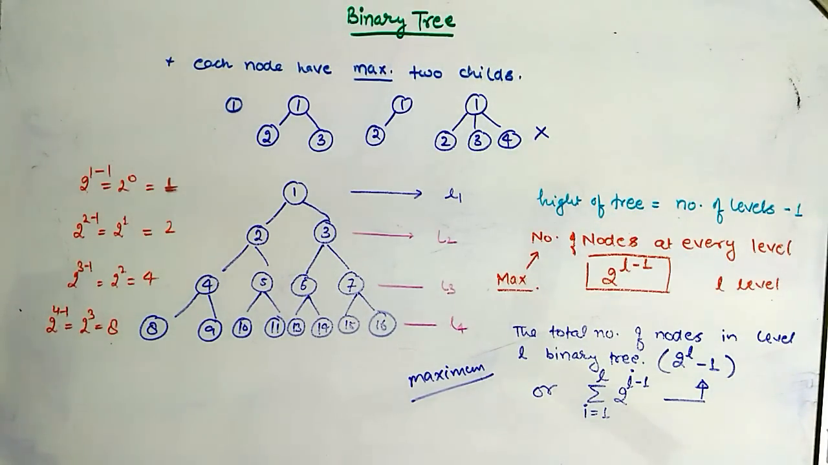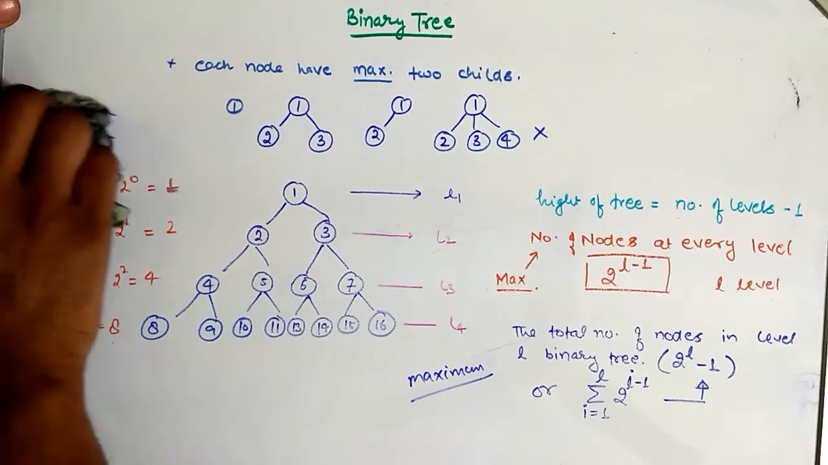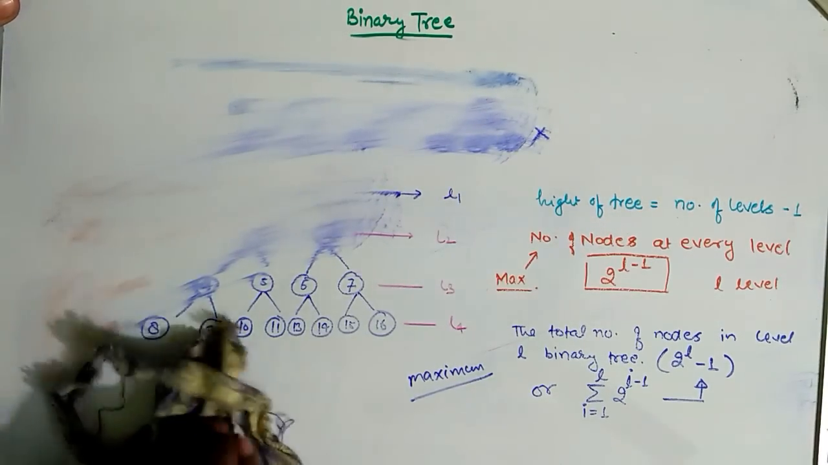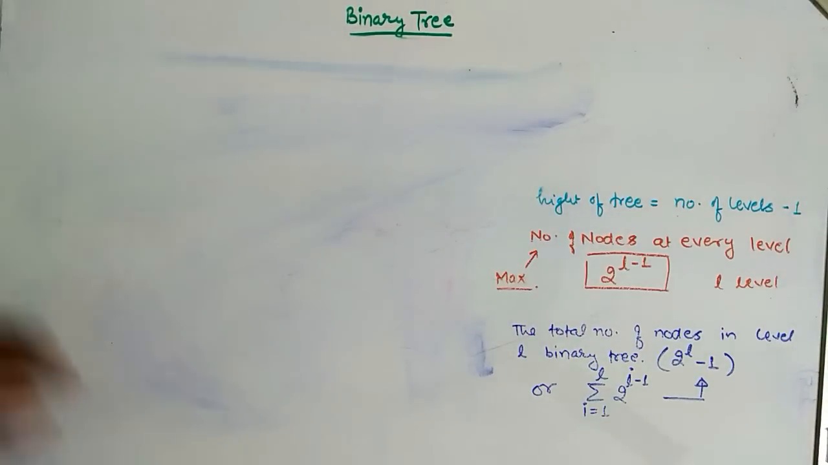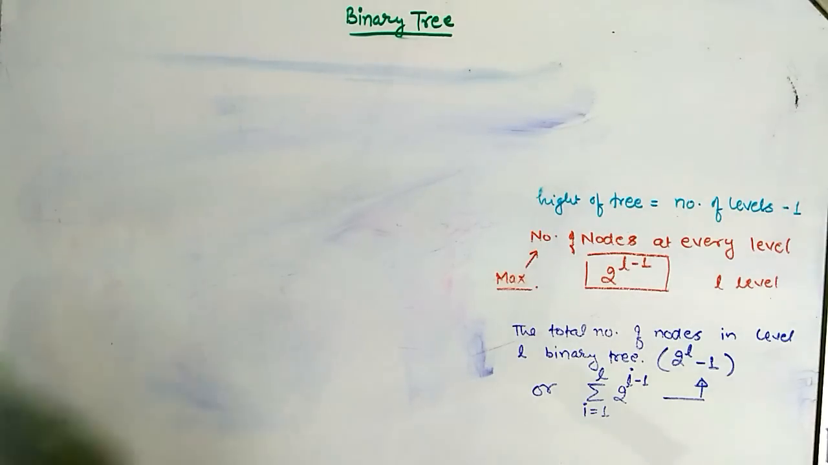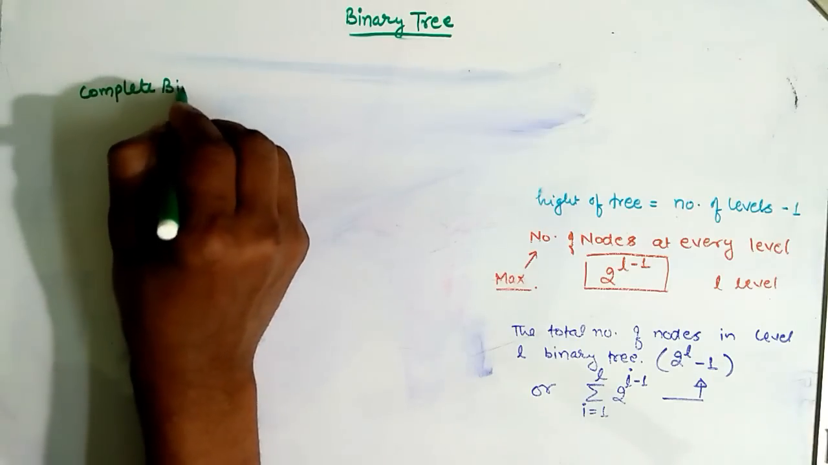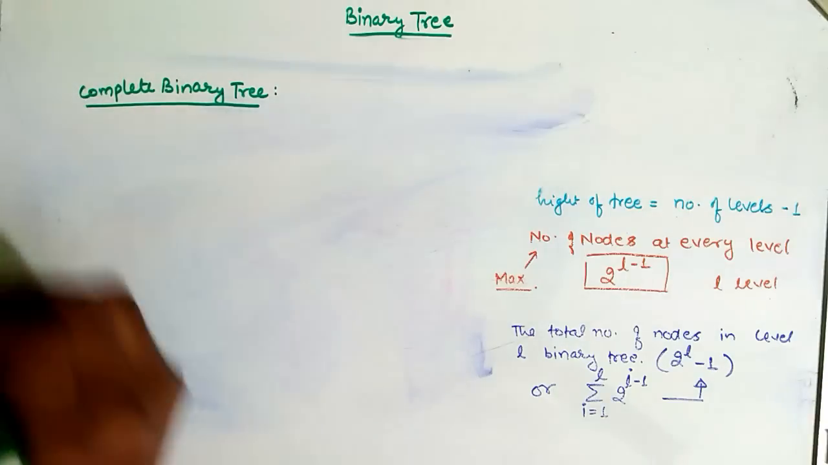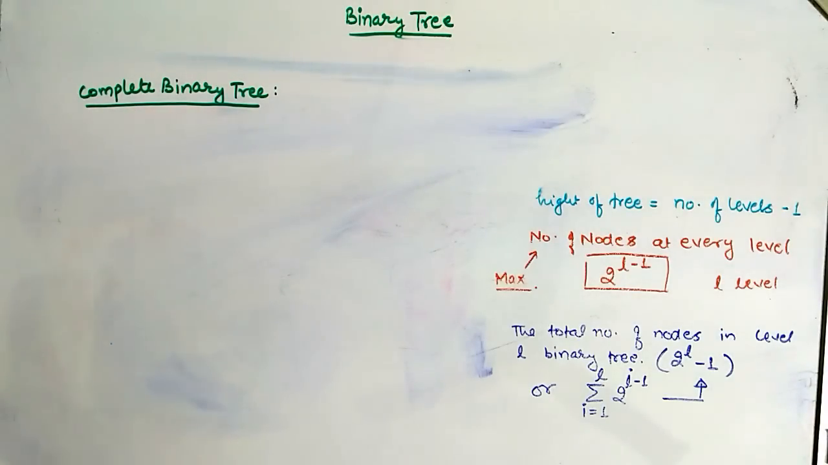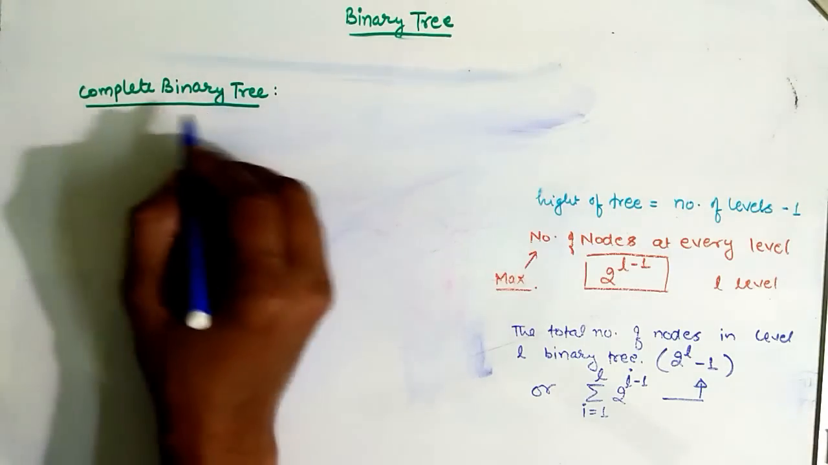Now next is what is complete binary tree. So I just rough it out. So next is complete binary tree. Now complete binary tree is a binary tree where so I just draw it, the complete binary tree.